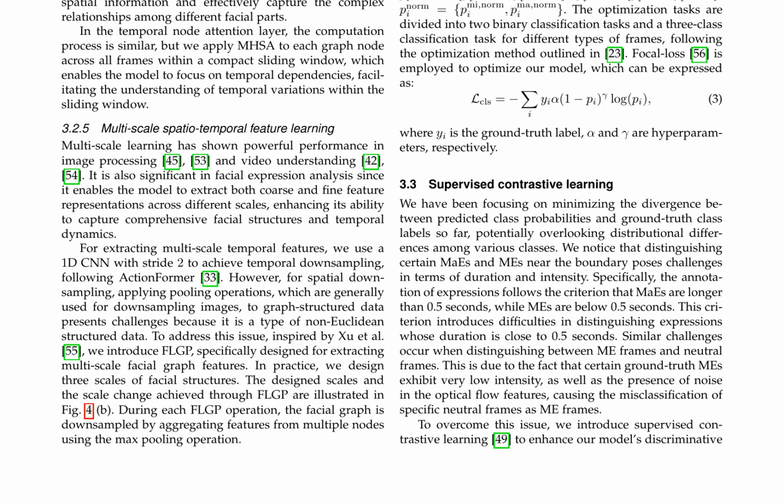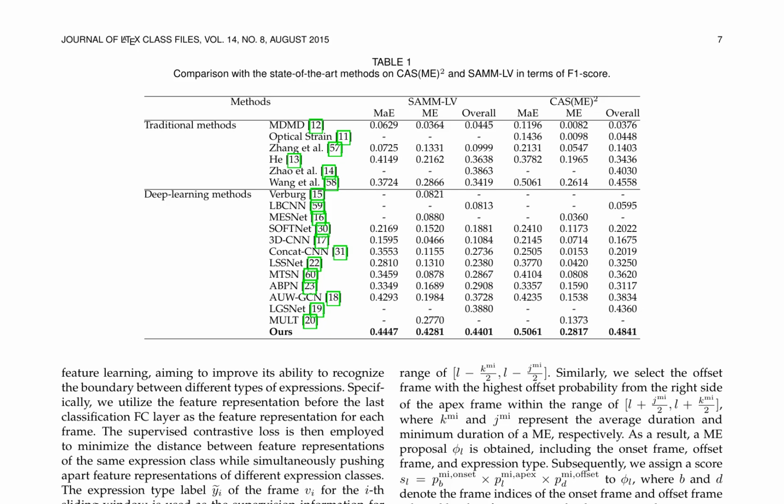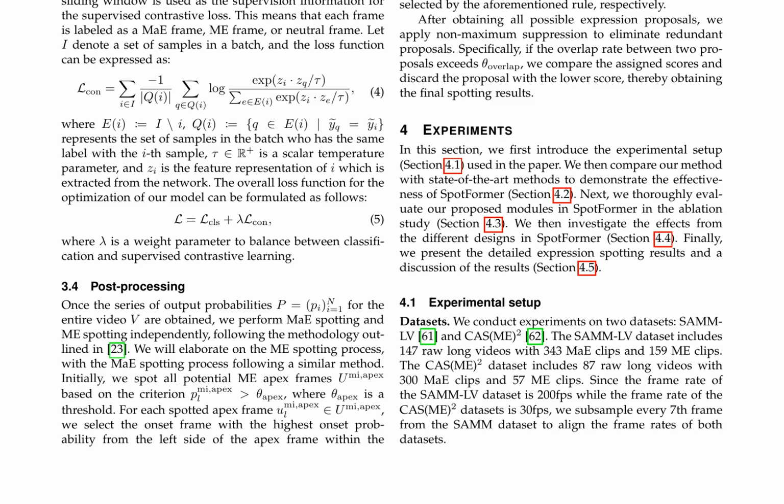be challenging to distinguish. The paper presents a novel approach to micro-expression, ME, spotting in videos, leveraging a deep learning model named SpotFormer. This model is designed to capture subtle motions present in MEs and alleviate the impact of irrelevant motions. The authors employ a supervised contrastive learning strategy to improve the model's ability to recognize the boundary between different types of expressions. They also utilize a post-processing method to refine the spotting results.